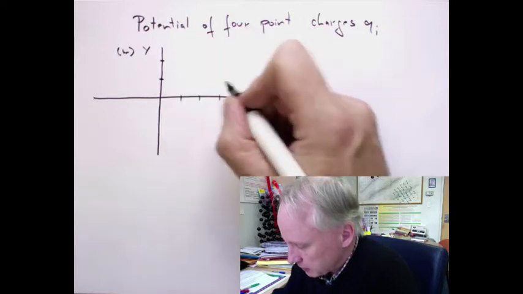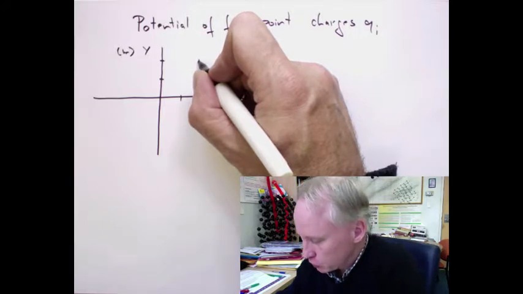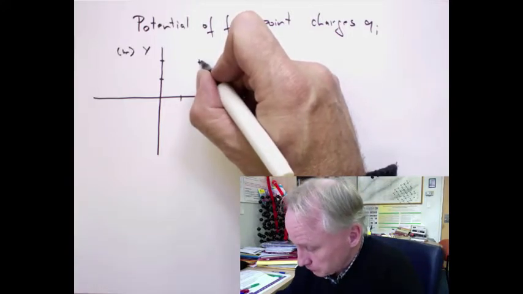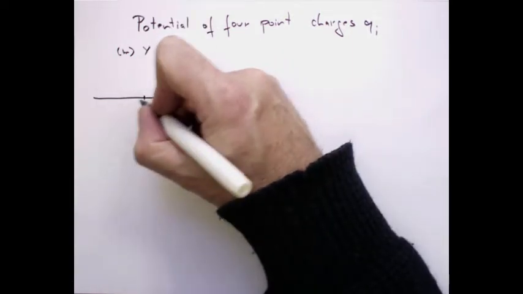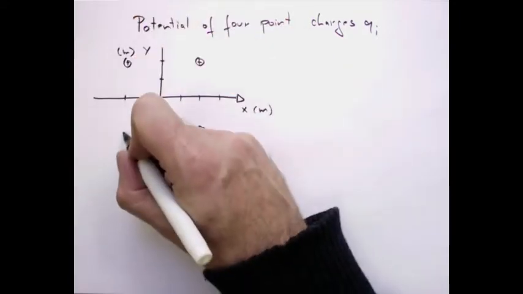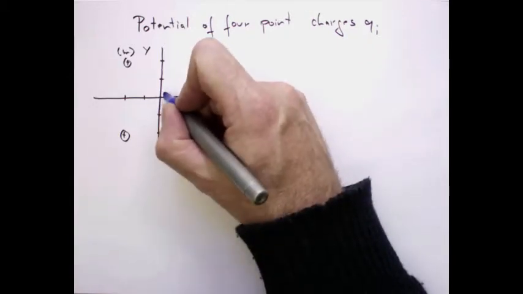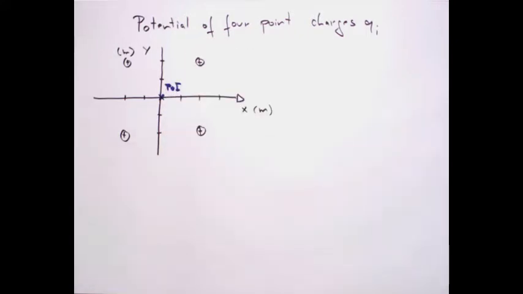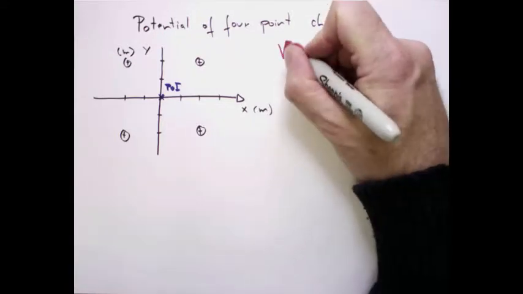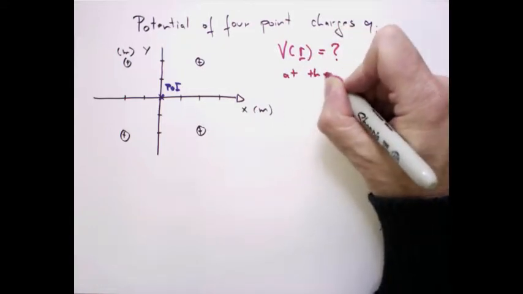They are located at positions (2, 2), (-2, 2), (-2, -2), and (2, -2), which are these positions here. And I want to know what the potential is due to those 4 source charges at the origin, at my point of interest. So, the question is, what is V of R at the origin?